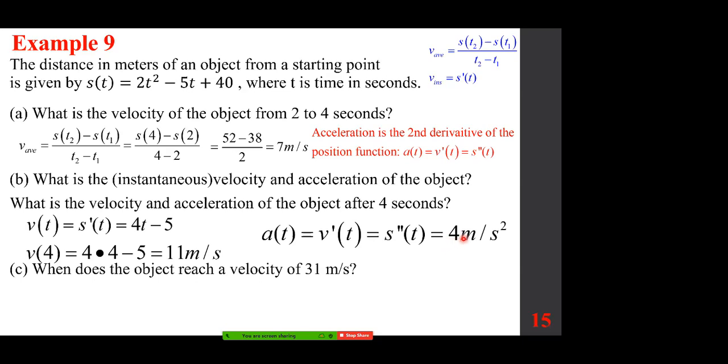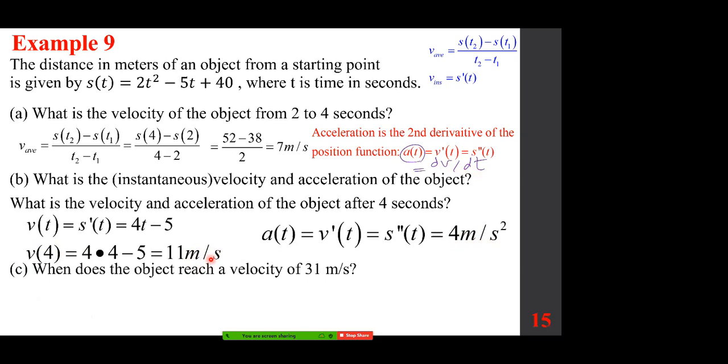And why is this meters per square second? Because of this. Let me just write this for you. So a of t is dv dt, okay, class? So that means the units of velocity over the units of time. The units of velocity is meters per second, and the units of time is seconds. So meters per second over seconds gives you meters per square second.